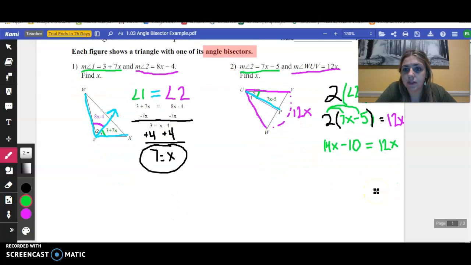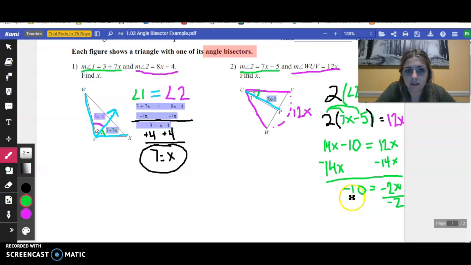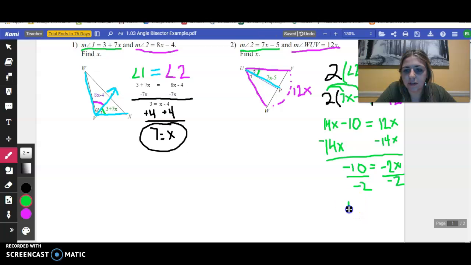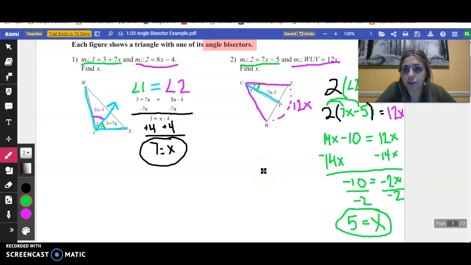I want all my x's on one side, so I'm going to subtract 14x, and that's going to give me negative 10 equals negative 2x. I have to divide by negative 2 on both sides. And then negative 10 divided by negative 2 is positive 5 equals x. And that is my final answer for number 2.